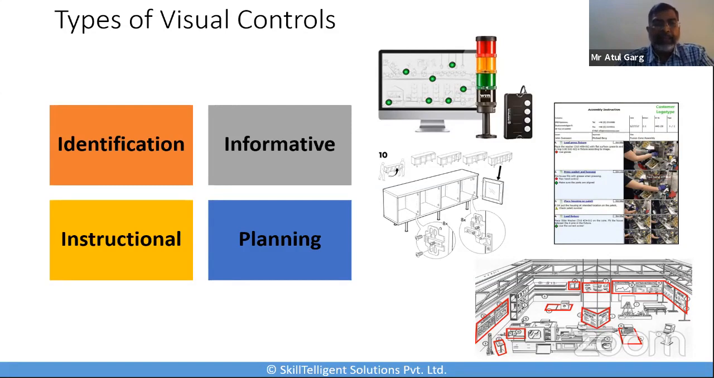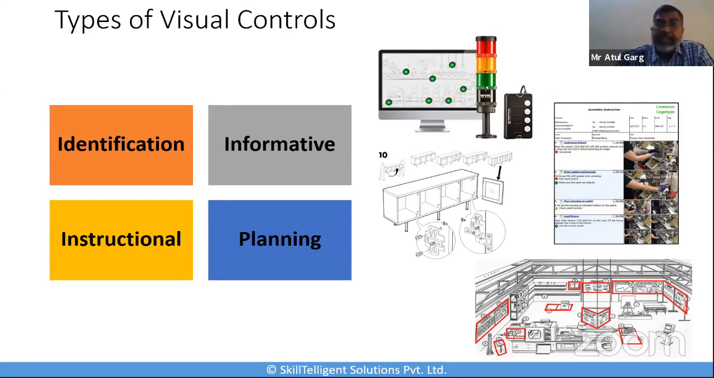The second type is informative. The concept of an informative visual is that you can obtain important information from one location, such as the status update or the latest on a current situation and so on and so forth. So that's an informative visual.